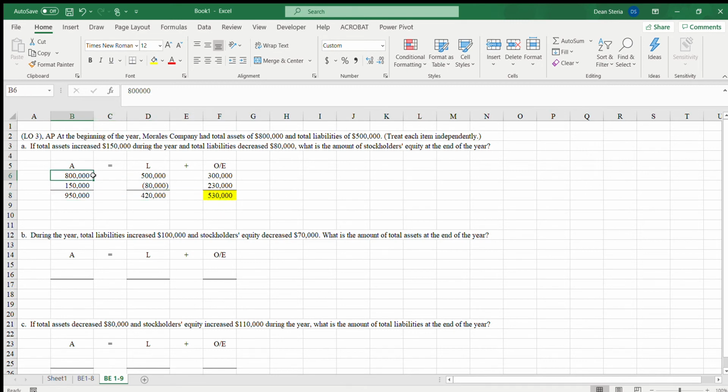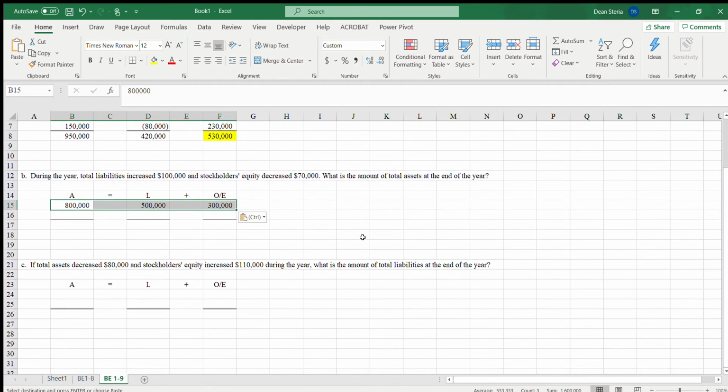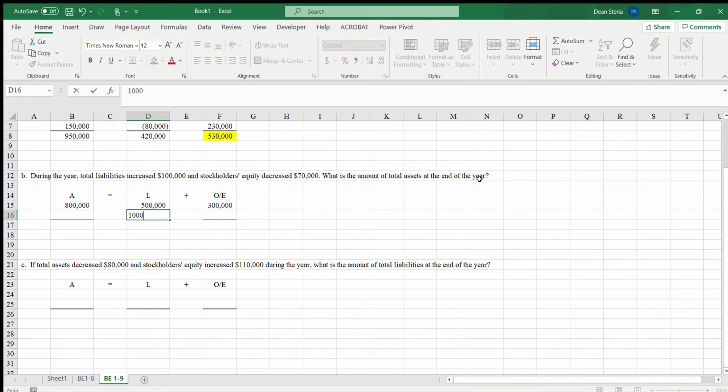Now I'm going to copy down the same basic information, because we're going to keep that same base information, and then we're going to adjust it compared to the info they give us. My total liabilities increased 100 and stockholders' equity decreased 70. Well, that means this has to have increased by 30, right? Because that 30,000 has to equal that.